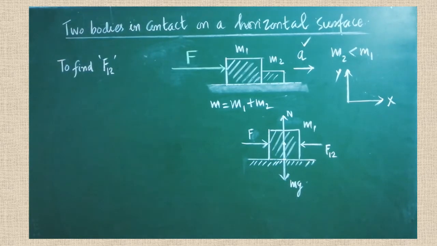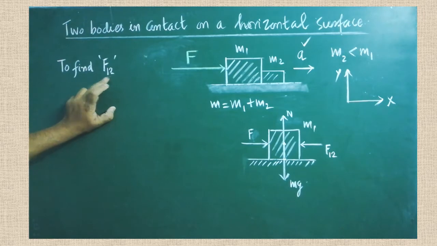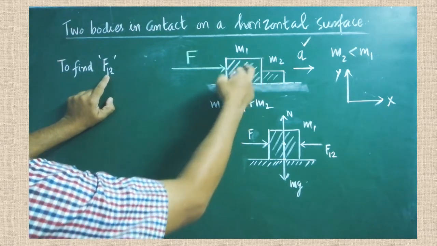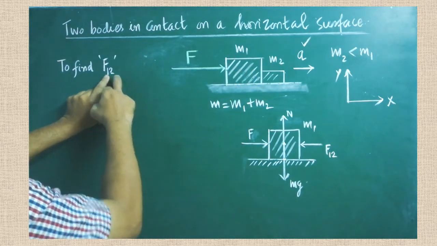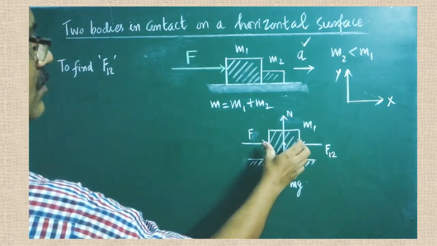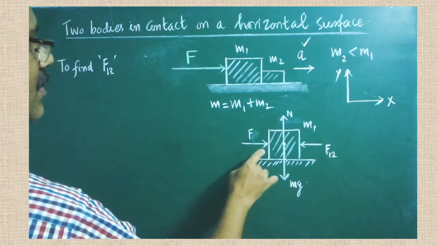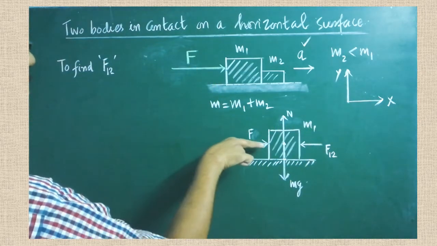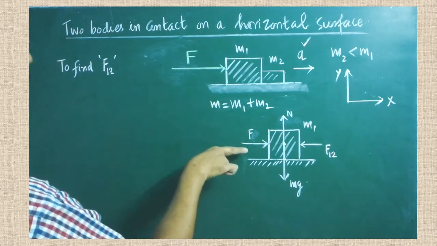Now I am going to find out the value of F12. What is F12? Force acting on the first mass due to the second mass. Again I will repeat the description of the term F12. What is F12? Force acting on the first mass due to the second mass. That can be found by drawing this simple diagram. I have drawn the first mass alone. The mass of the first mass is m1. Here already we are applying a force. The external force is F.